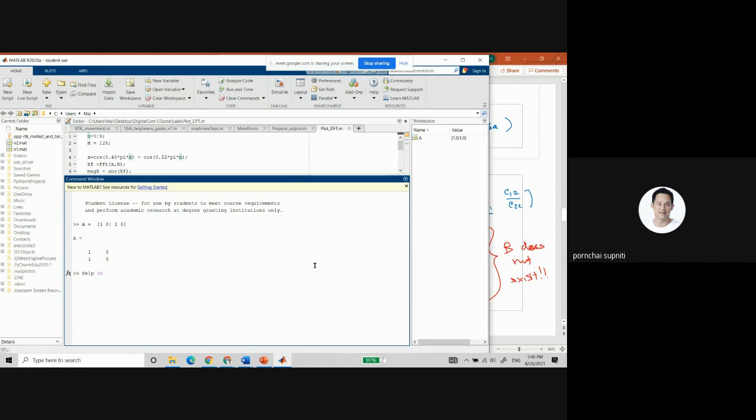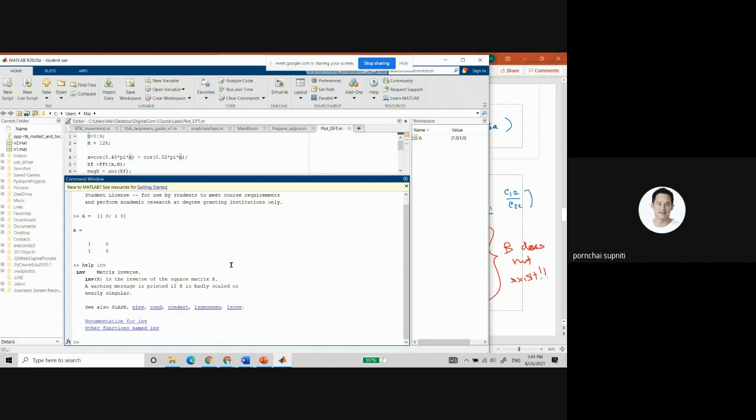If you don't know, you can use help in MATLAB. You can use Python or any other software, but I just want to do it quickly here. If you know what inverse means, you can just use help INV in MATLAB. Then it will give you a description like this, matrix inverse. It says that they will give you a warning message if the value you put in to find the inverse is badly scaled or nearly singular. Nearly singular means that if the determinant is near 0, it may have some problem.